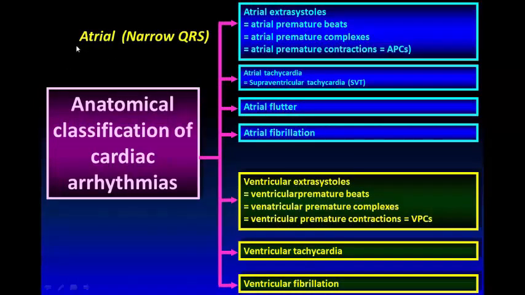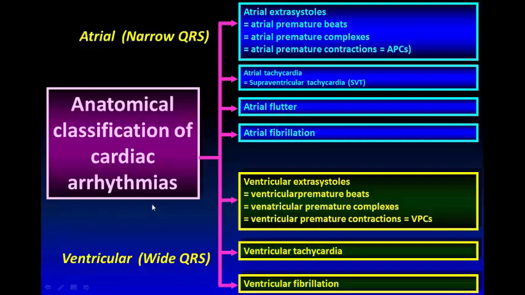Atrial arrhythmias show narrow QRS complexes in the ECG, and ventricular arrhythmias show wide QRS complexes in the ECG. This is a very important distinguishing feature between atrial arrhythmias and ventricular arrhythmias.